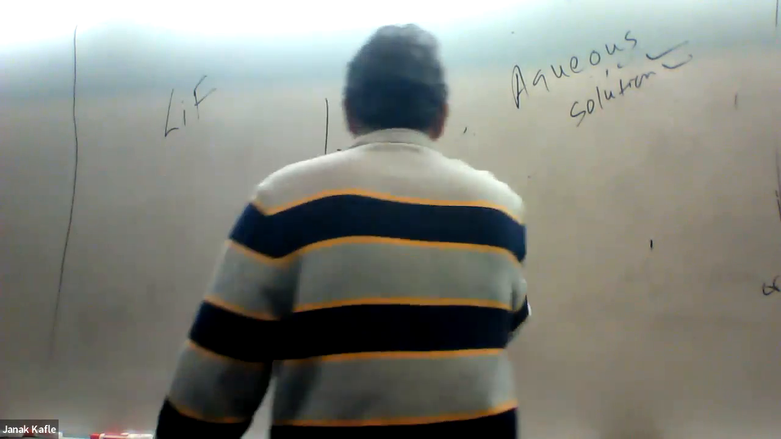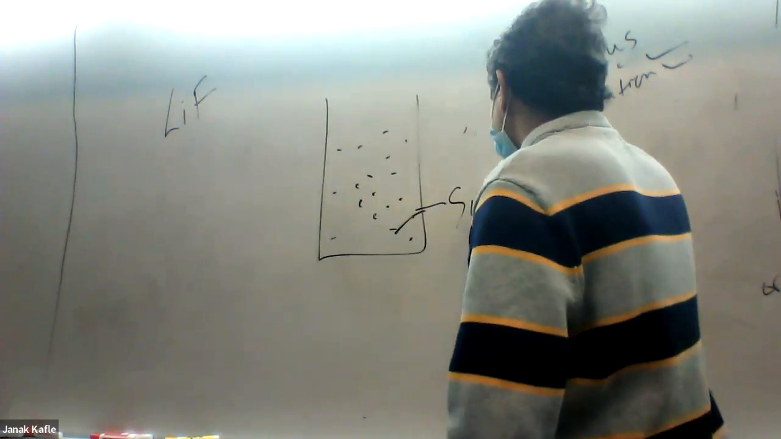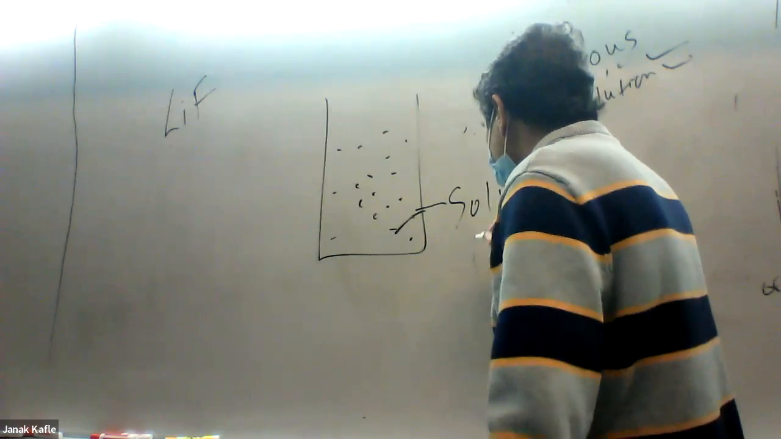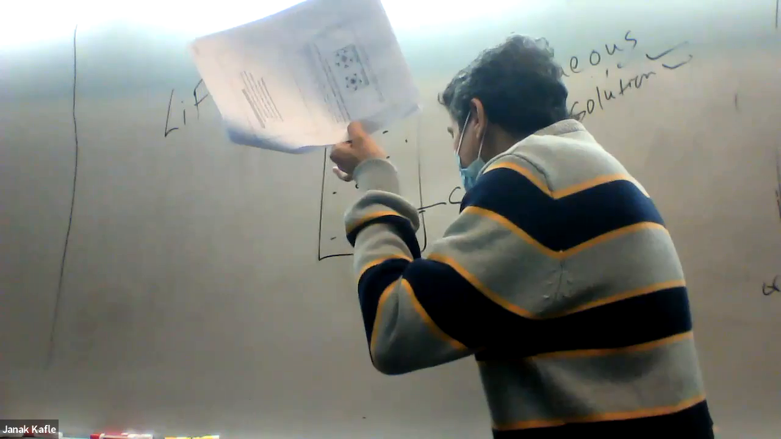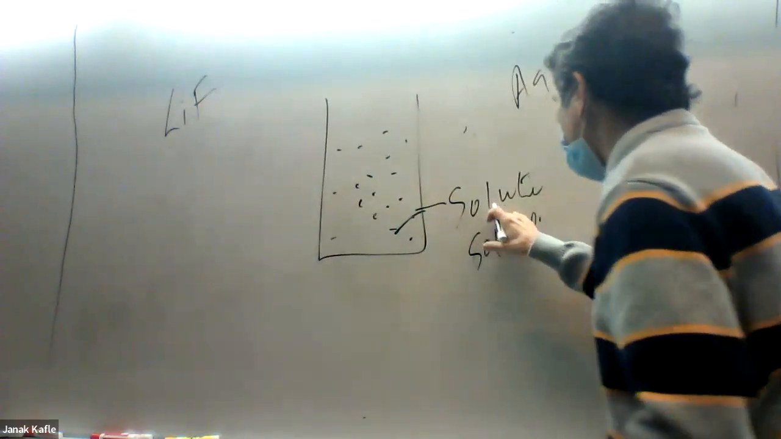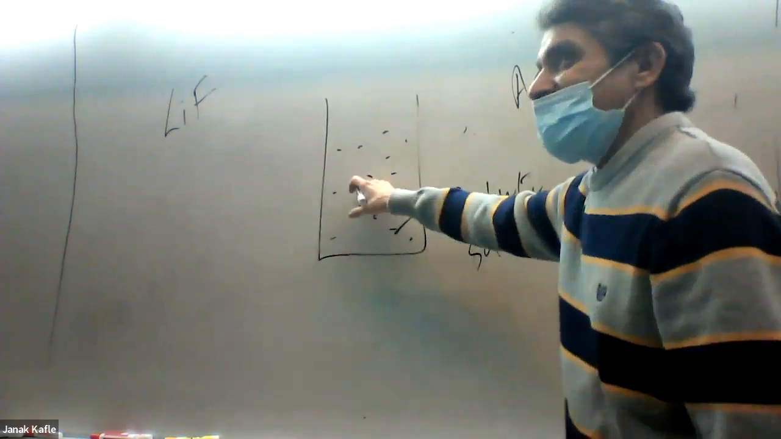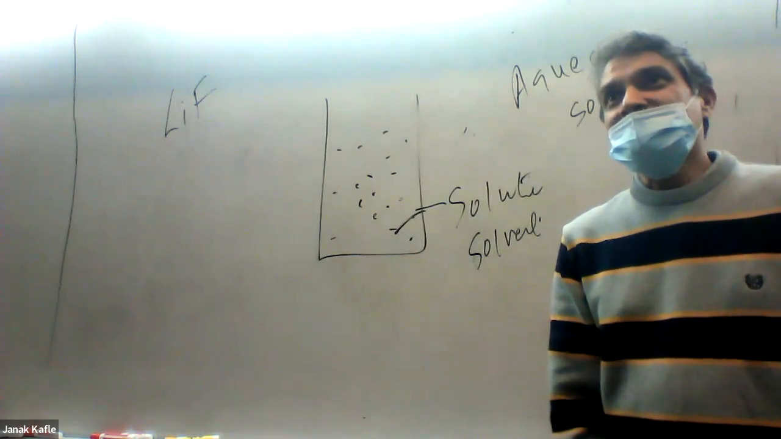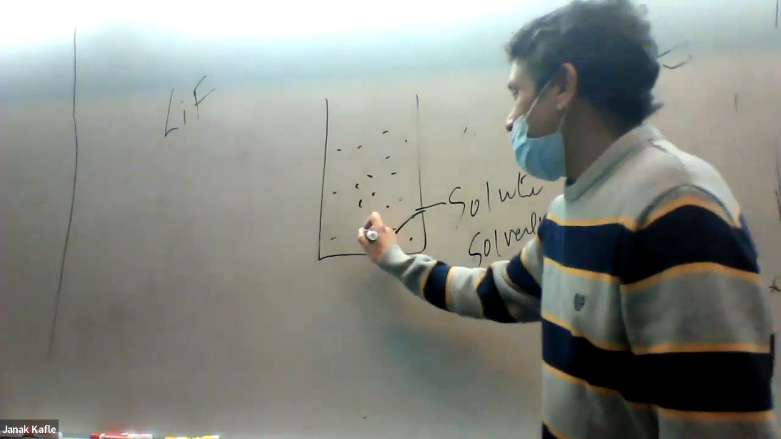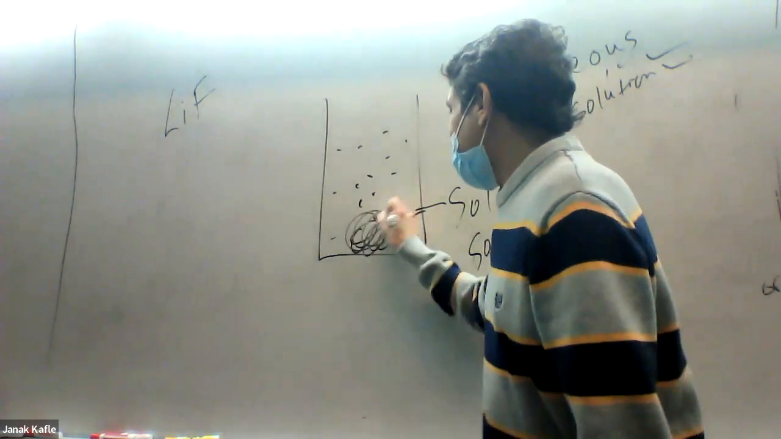When the solute, that is salt, and the solvent are together and you cannot see the difference between solute and solvent with your eyes, that kind of mixture is called a solution. Make sense? Solution. But if you see some solid here, that's not a solution.